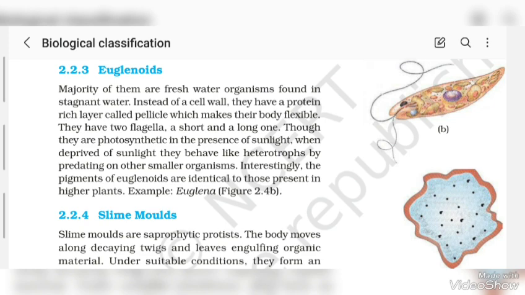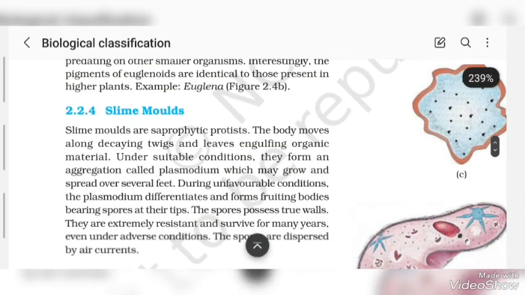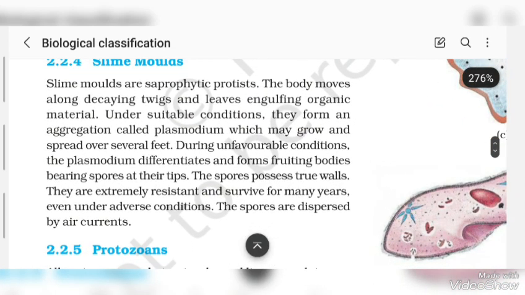When deprived of sunlight, they behave like heterotrophs by preying on other smaller organisms. Interestingly, the pigments of euglenoids are identical to those present in higher plants. Example: Euglena. Slime molds. Slime molds are saprophytic protists.